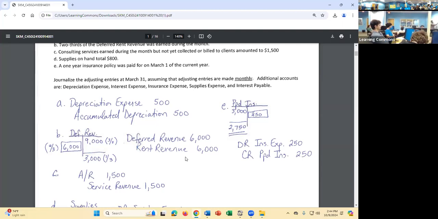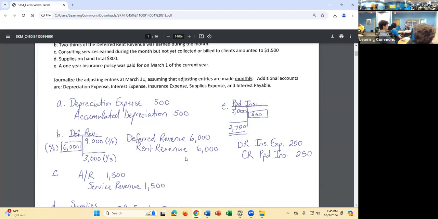So we need a debit and we need a credit, right? So we're going to credit supplies for $1,200. And I need a $1,200 debit to make this balance, right? We still have to have equal debits and equal credits. Where are we sending that money?